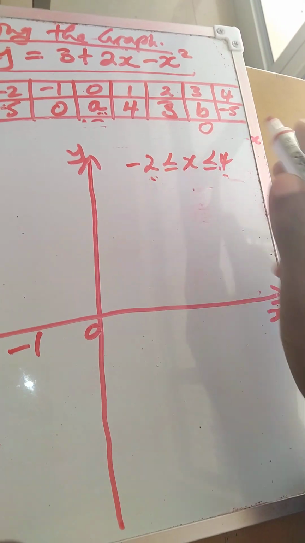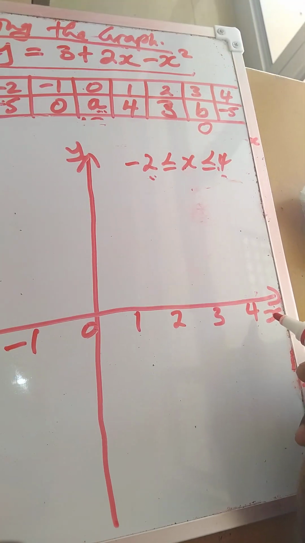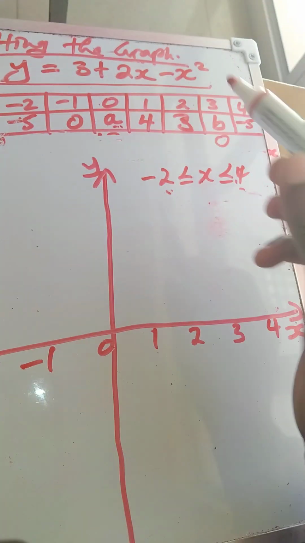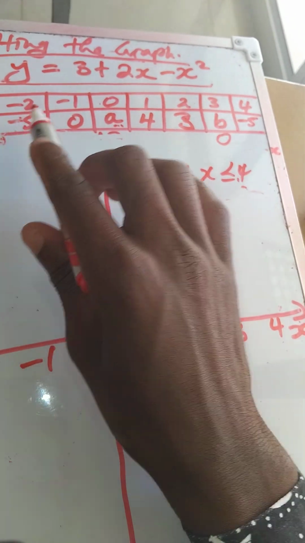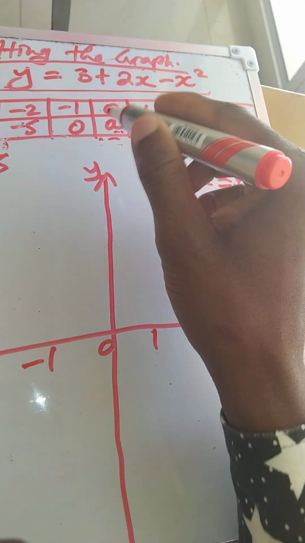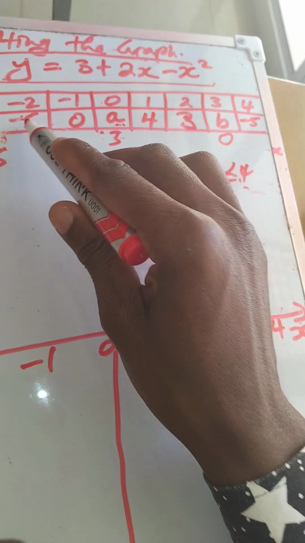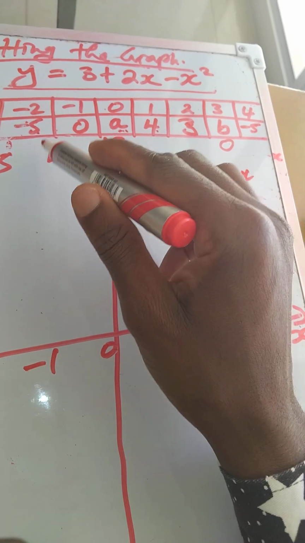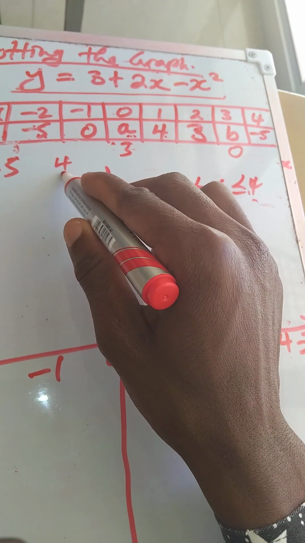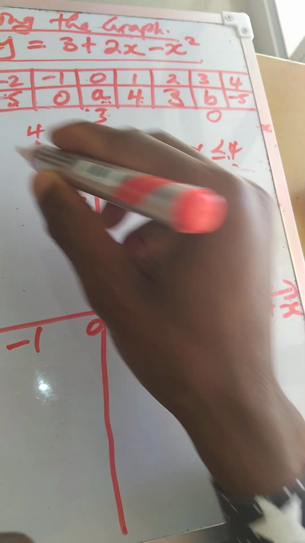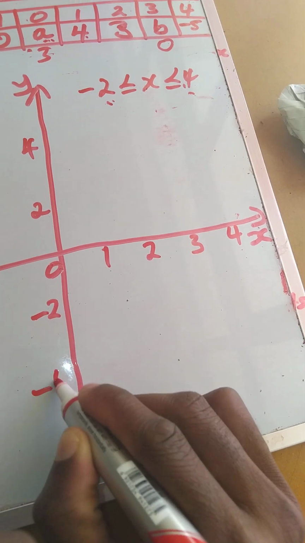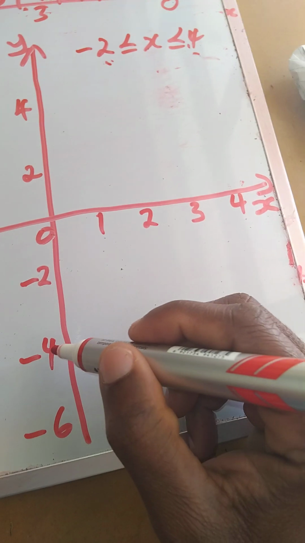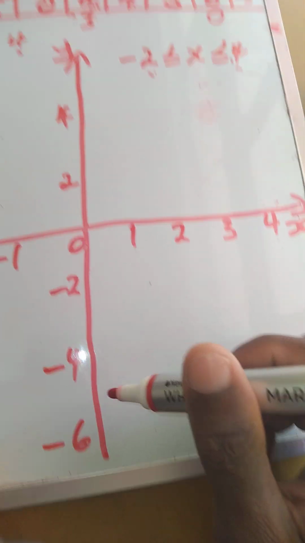Then my positive is up to 4: 1, 2, 3, 4. Then if you want to find the range of values of y, the lower limit is negative 5, and the upper limit is 4. So my positive y-axis values go up to 4, so I have 2, 4. My negative is negative 2, negative 4, negative 6, because negative 5 is found between negative 4 and negative 6.